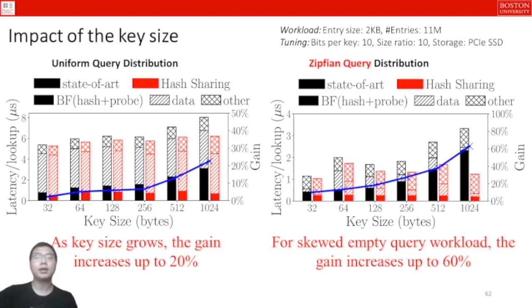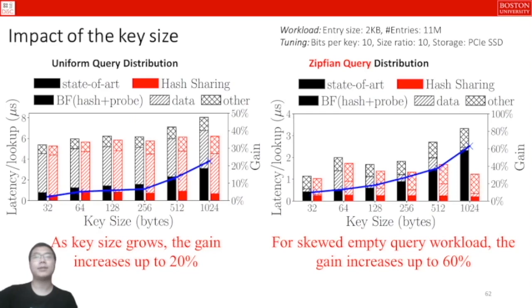Here we generate a deep VM query workload. Since many frequently queried keys are blocked by the Bloom filters, the data access hardly occurs, and that is the case when the hash calculation can dominate the query performance, and thus the gain is higher.